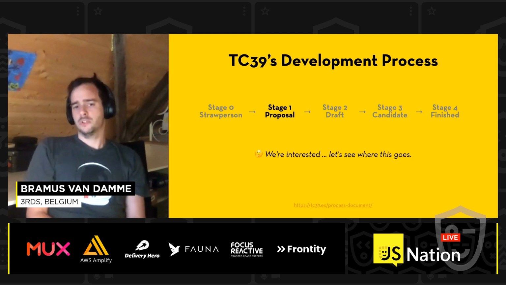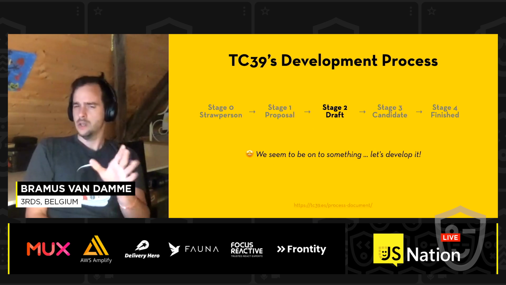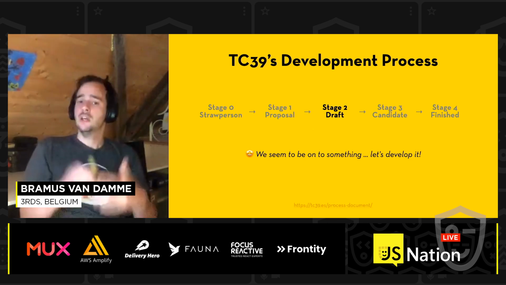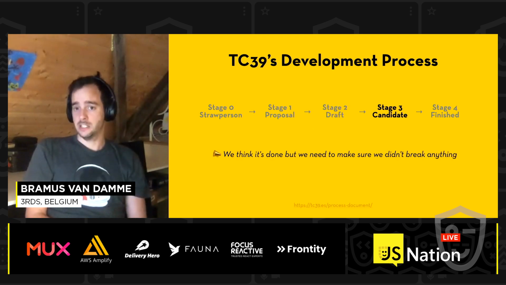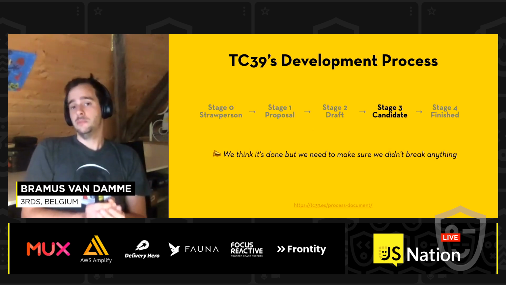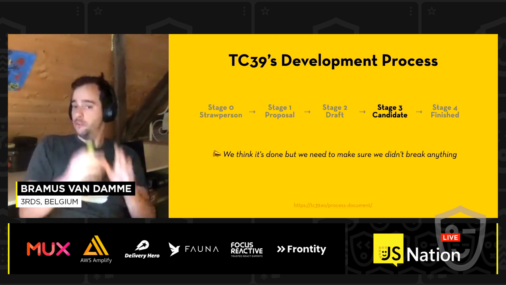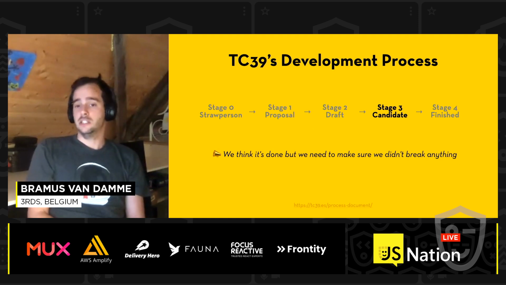Then by the time your proposal advances to stage 2, which is the draft stage, TC39 basically confirms that, okay, we seem to be onto something, let's develop it. So they develop it, and finally your proposal can make it into stage 3, which is the candidate stage. At this point, the proposal is considered to be done, but they require feedback. Feedback from implementers, those are the browsers, and from you, us, the developers. If all goes well, your proposal advances to stage 4, which is the finished stage. From stage 3 to 4, only critical changes are allowed to be made.